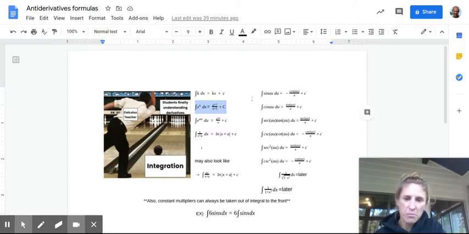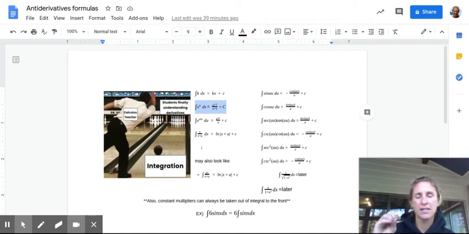The very most basic antiderivative that we have is our reverse power rule. Instead of taking the derivative of, let's say, x to the fifth and getting 5x to the fourth, I'm now taking the antiderivative. Instead of subtracting one from the power and putting that original power in front, now I need to add one to the power and divide by that new power.